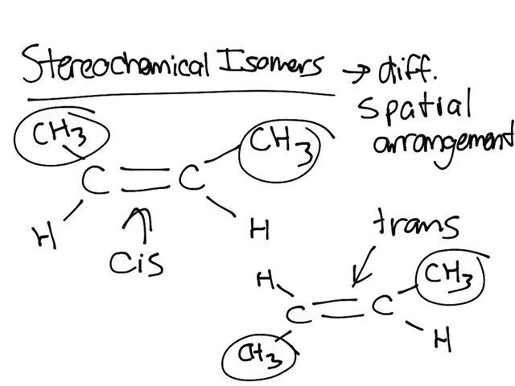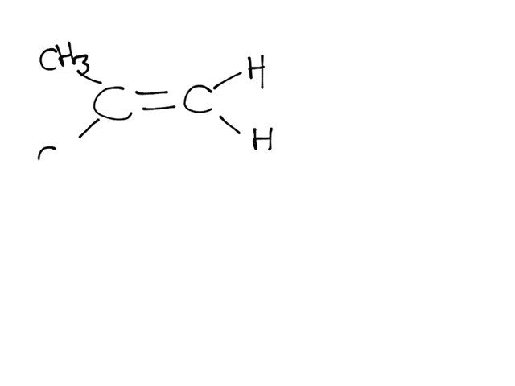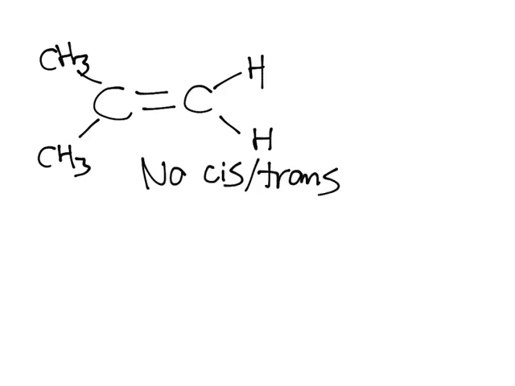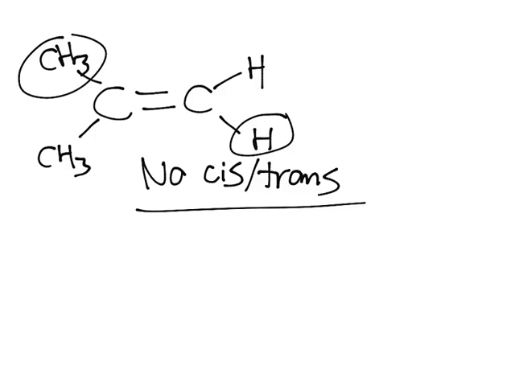And so let's do some more examples. Let's say you have something like this, CH3, CH3. This molecule here, there would be no cis or trans because it has to be on different carbons, essentially. So you can't compare this CH3 to this hydrogen. And so no cis or trans.